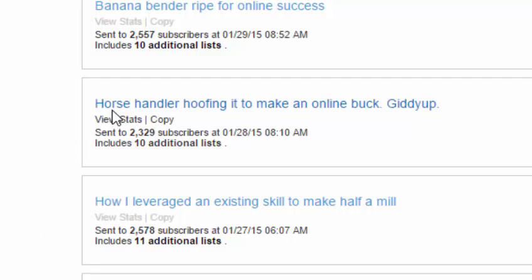This one: "Horse handler hoofing it to make an online buck." Giddy up. So using humor, but also promising. It's got a make money theme in there as well. So combining humor with make money. They're the two categories: to make an online buck, but dressing it up as being something a little bit humorous.